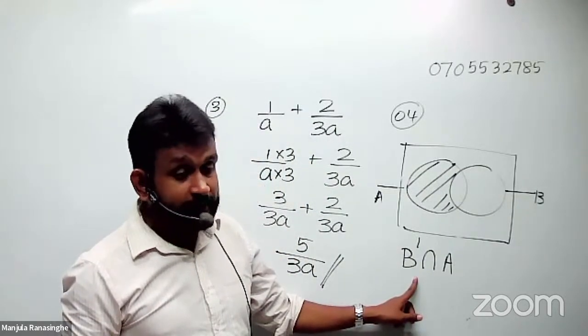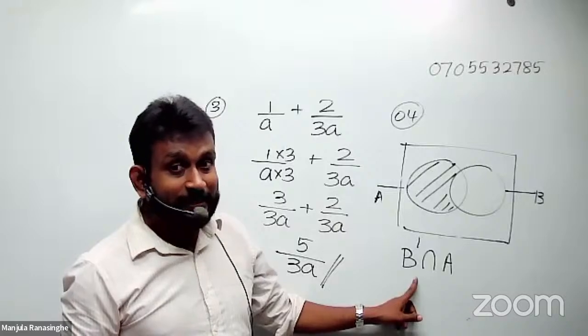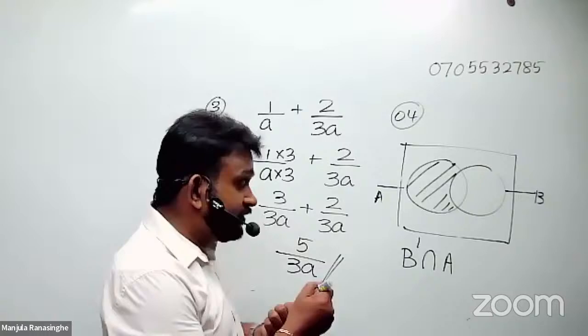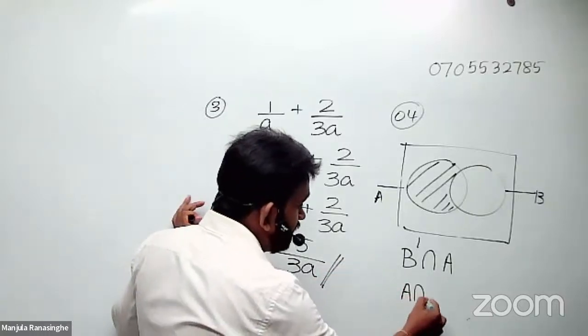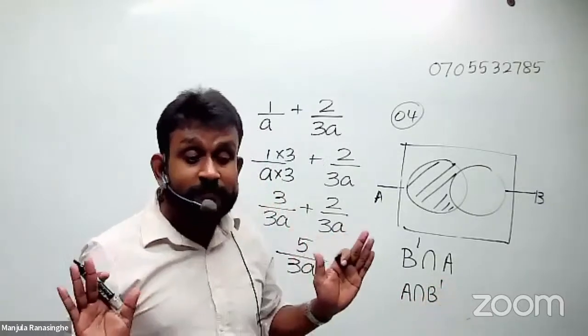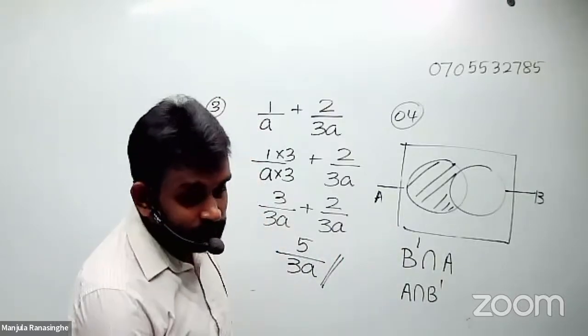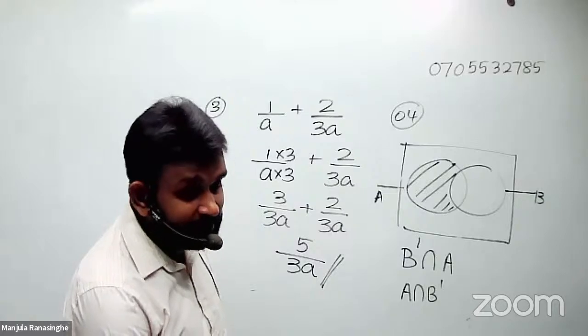So not the union. If it is union, that is incorrect. B dash, the complement, intersect with A. So you can exchange these two things like A intersect B dash. However, the dash should be for the B, not for A. Remember that one, right? Because in a lot of O level papers we have seen this shading.